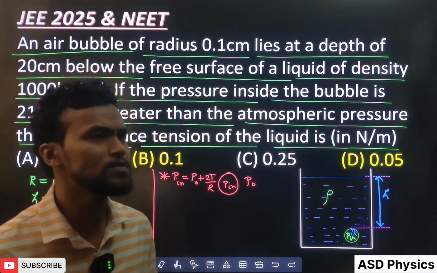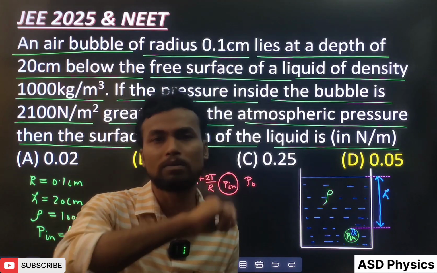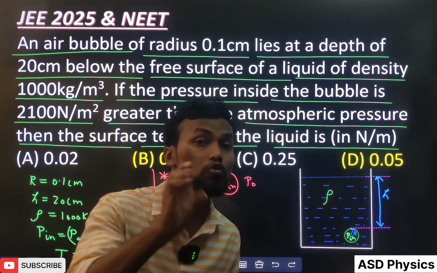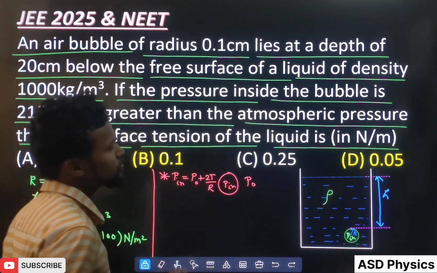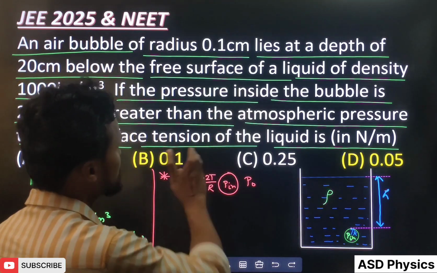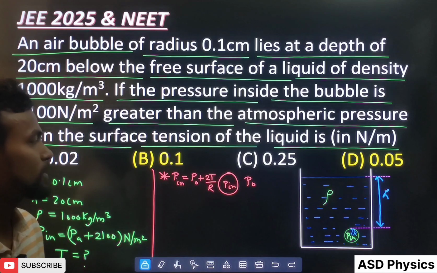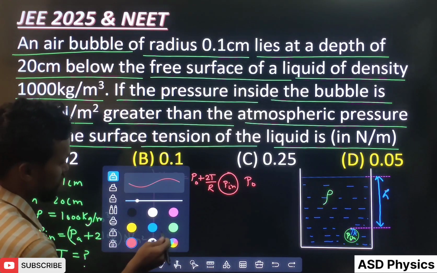One more situation comes if there is a soap bubble. In the case of a soap bubble, there are two surfaces, with air outside and air inside. In that situation, we will use 4T by R. But according to our situation, we have to use P in equals P naught plus 2T by R. Okay, this is one concept.